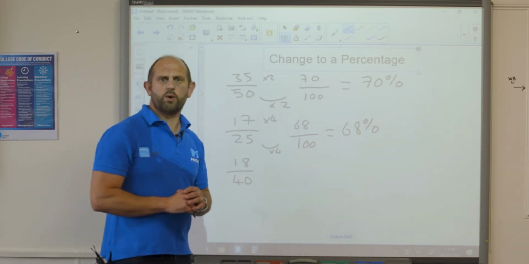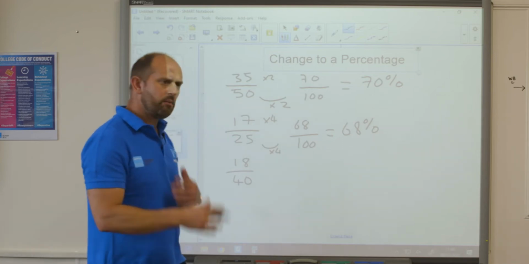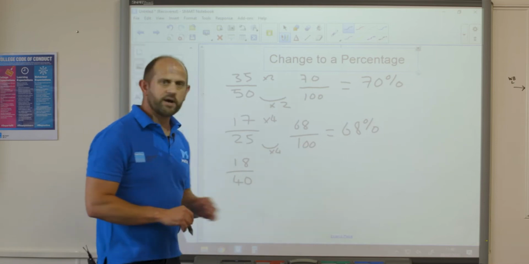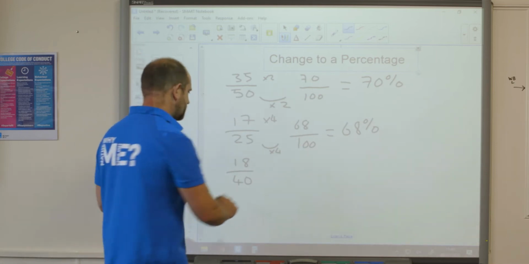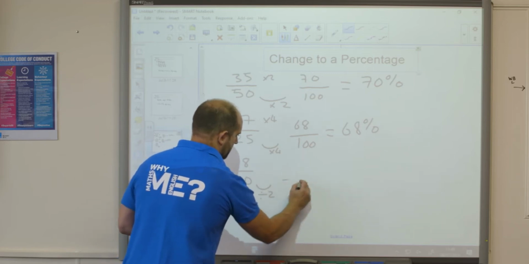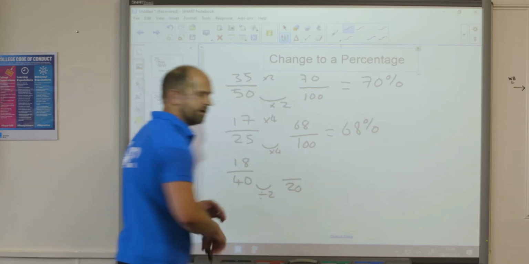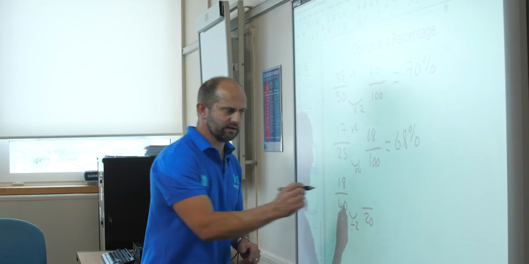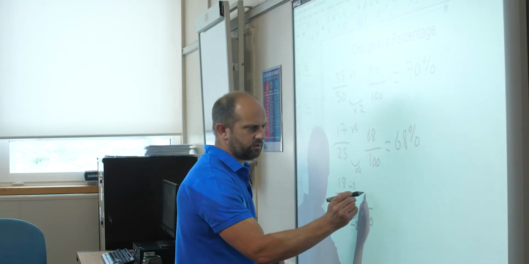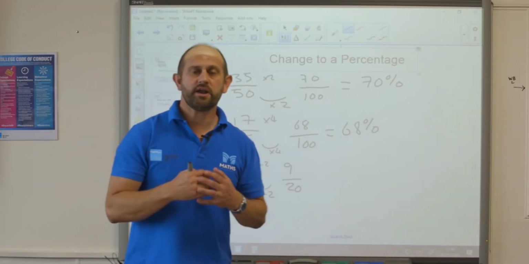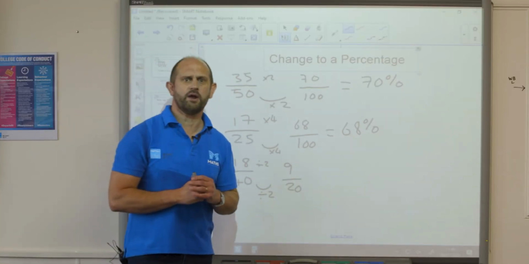40 doesn't go into 100, so now I might have to divide first. If I divide 40 by 2, I end up with 20. Again, what I do to the bottom, I must do to the top. So 18 divided by 2, that gives me 9. So now I've got 9 over 20. I know that 20 does go into 100.